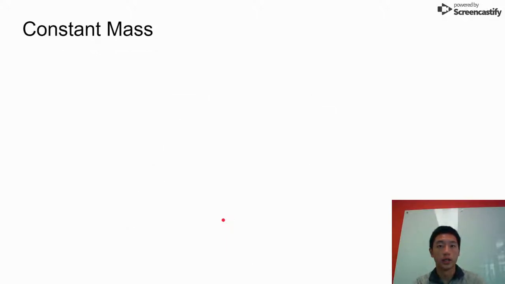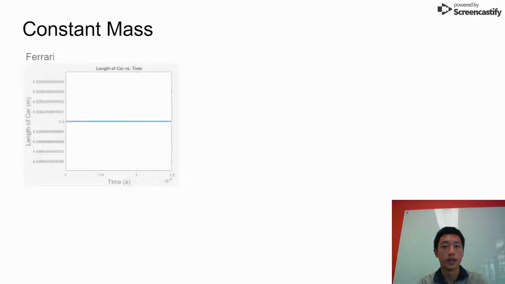But let's see this equation in action, starting first with a car that I personally love, which is your typical Ferrari. So using a program called MATLAB, we were able to plot the length versus time of a typical Ferrari, which we researched to be around 4.5 meters long, 1,500 kilograms, with an engine force of an average of 13,000 newtons.